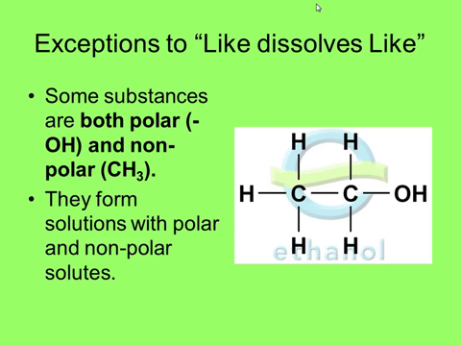So we said like dissolves like, except when it has both. If it has both polar and non-polar as part of the molecule, it will dissolve both kinds, both polar and non-polar solutes. Ready to move on? The example is ethanol. It has both kinds. It has polar on one end, it has non-polar on the other end, so it will dissolve both kinds of substances. All right, ready? Next.